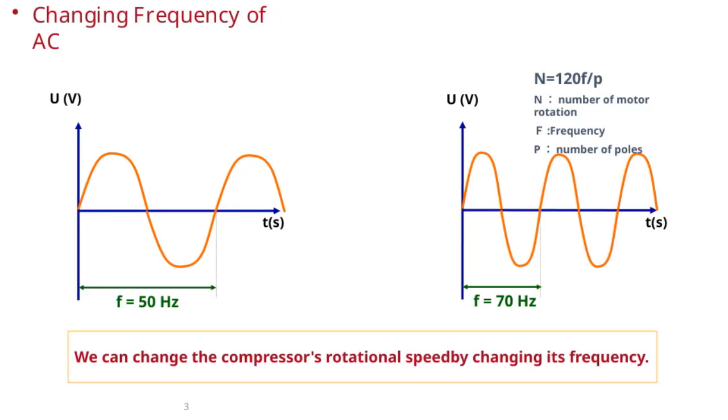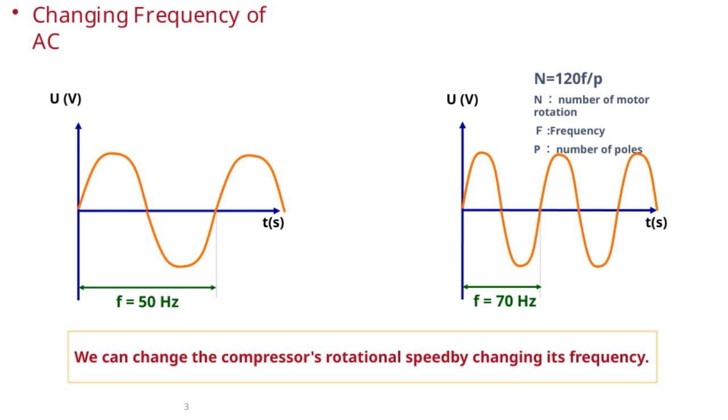Let's take a closer look at how we can change the compressor's rotational speed by adjusting its frequency. On this slide, you'll see the formula N equals 120 times F divided by P. N represents the number of motor rotations, F is the frequency, and P is the number of poles. What this formula tells us is that the rotational speed of the motor is directly related to the frequency of the power supply. By increasing or decreasing the frequency, we can control how fast the motor spins.